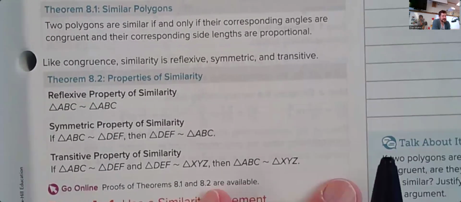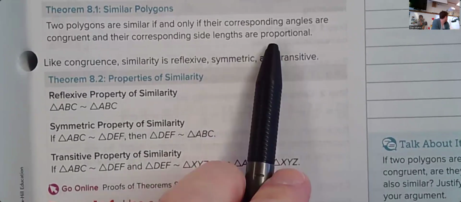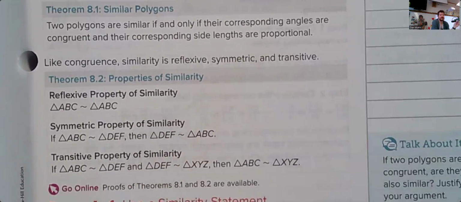And the corresponding side lengths, here we go. Here's what we're going to be dealing with a lot today. They are proportional. Proportional just means you can set up a fraction between the two different sizes of the different shapes, and you'll end up with the same fraction when you reduce those fractions.